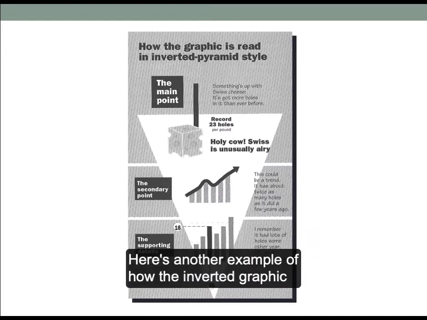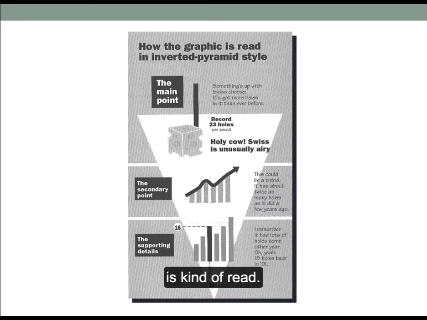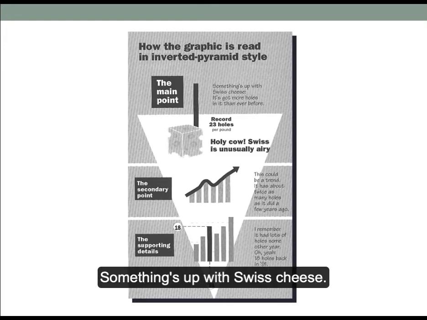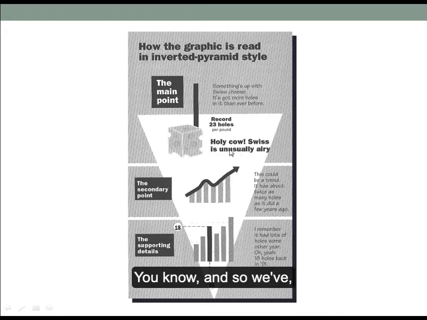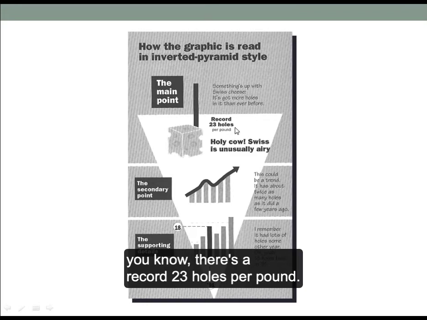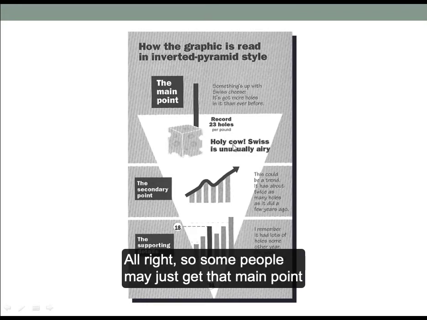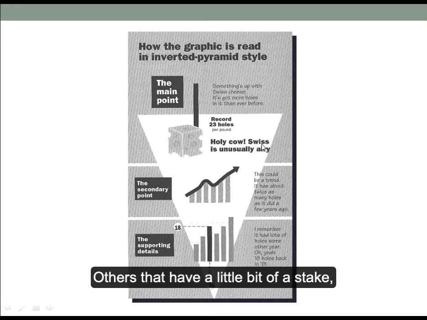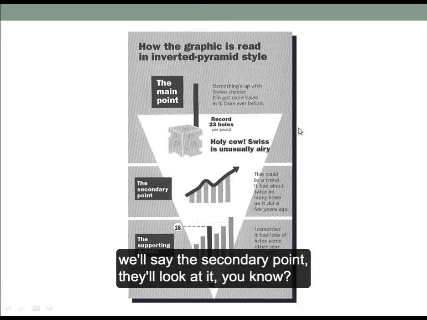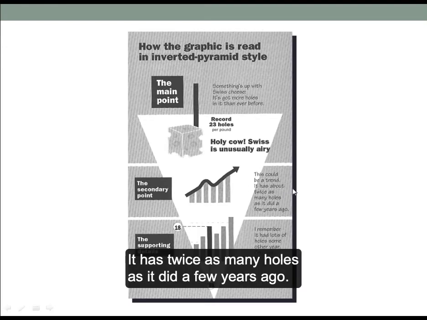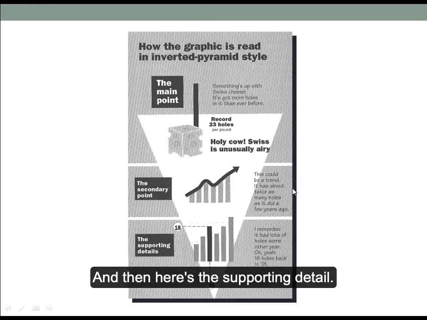Here's another example of how the inverted pyramid graphic is read. We see the main point: something's up with Swiss cheese. Holy cow, Swiss cheese is unusually airy, with a record 23 holes per pound. Some people may just get that main point and be on their way. Others that have a little bit of a stake will look at the secondary point: this could be a trend. It has twice as many holes as it did a few years ago. And then here are the supporting details.